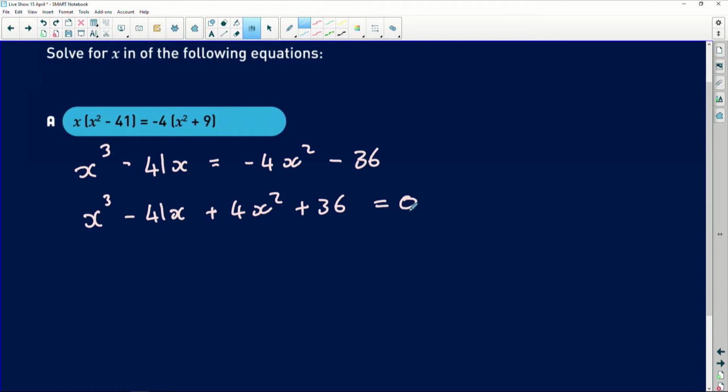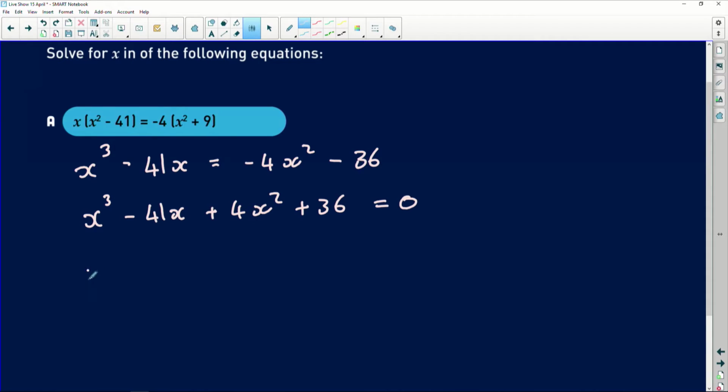Now guys, what I like to do when I have these equations, I like to write them in descending powers of x. So let's rearrange these powers so we have descending powers of x. We have x cubed plus 4x squared minus 41x plus 36 is equal to 0. Okay guys, so we're now at that stage where we've got to try and find a factor using the factor remainder theorem. We're then going to use our calculator to try and find our very first factor.